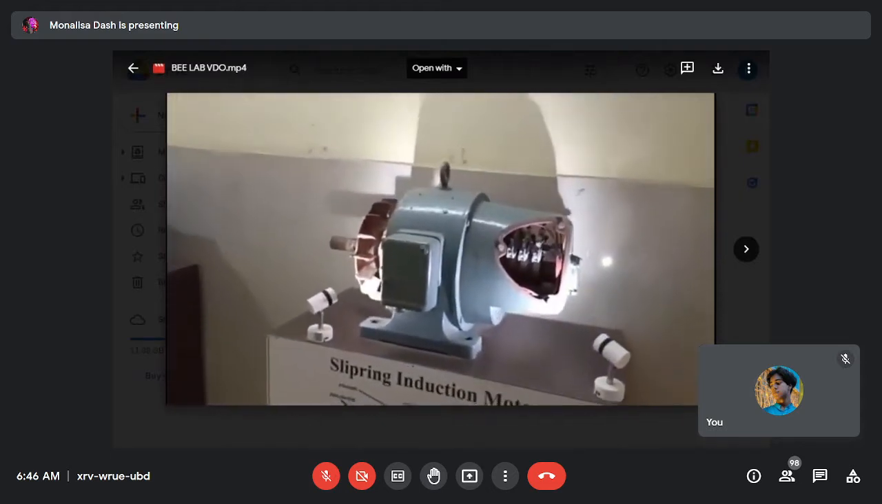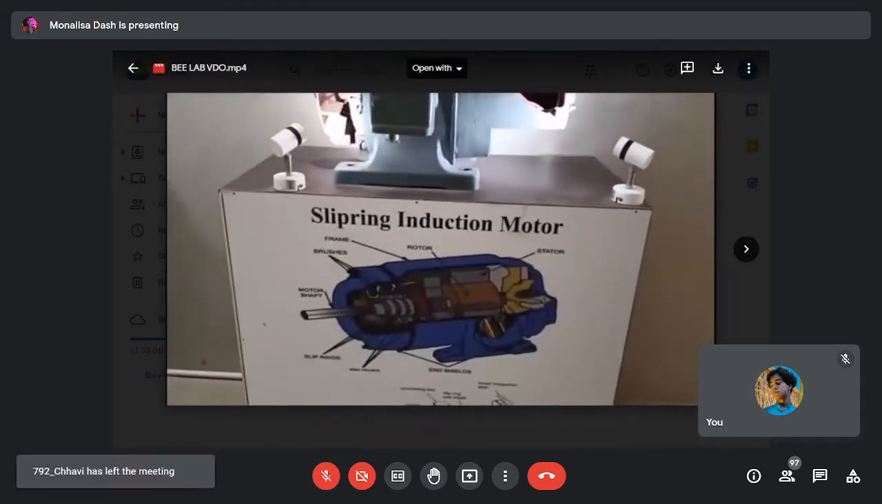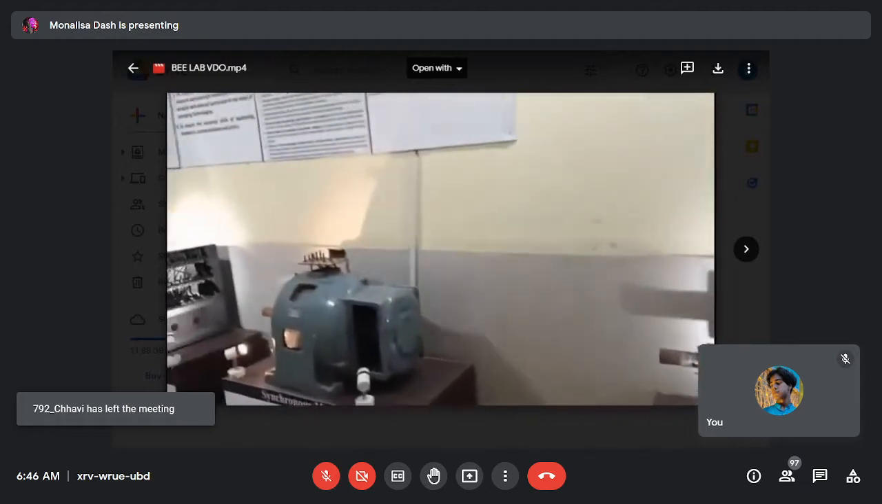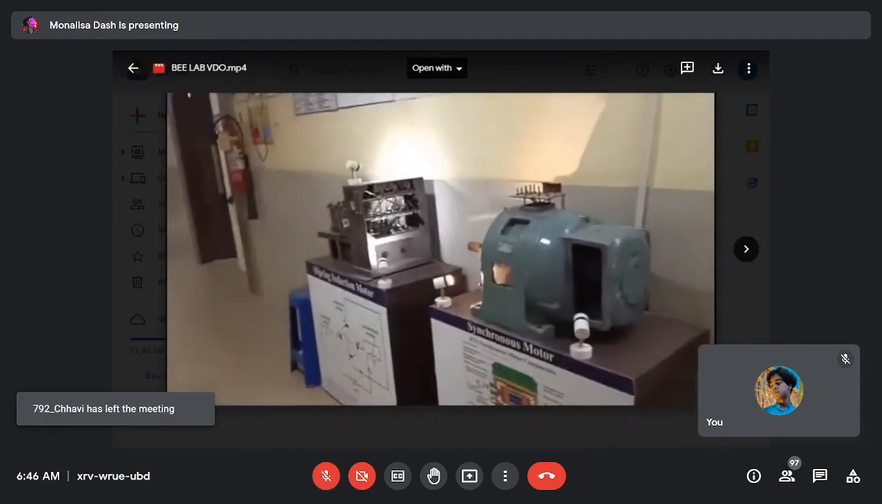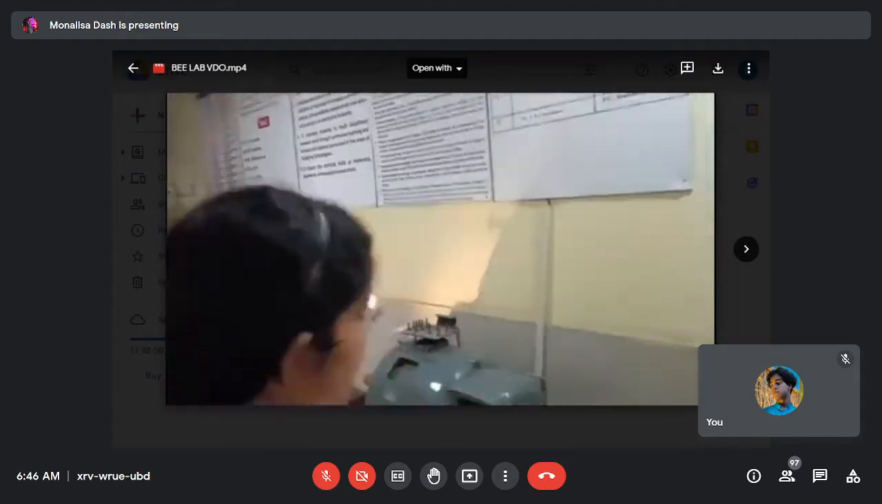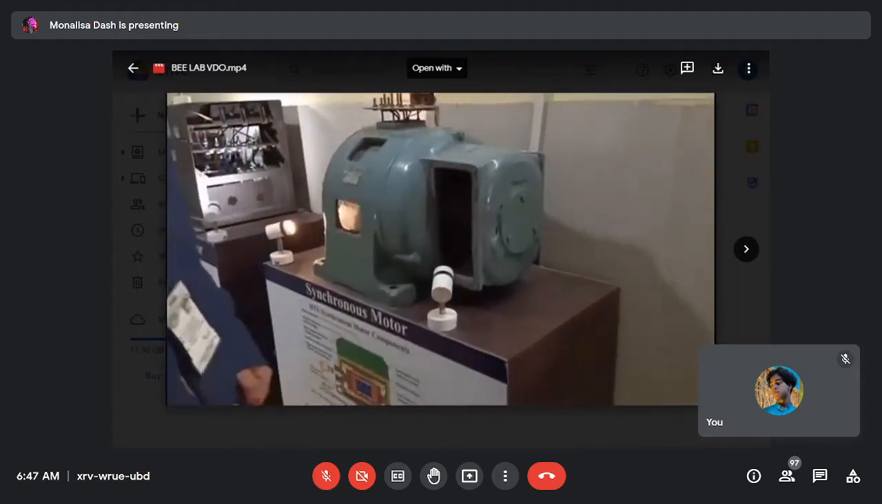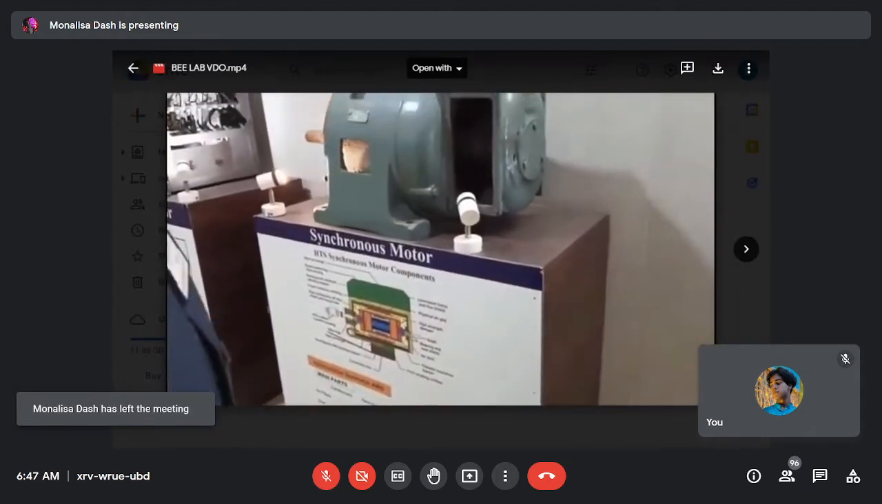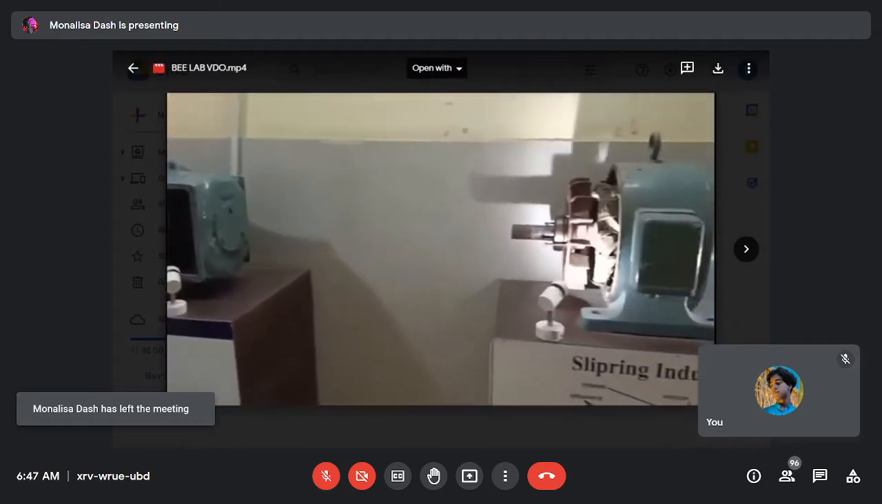We have kept some machines, that is slip ring induction motor, synchronous motor, again slip ring induction motor, for the benefit of the students, so they can see what are the different parts available in this type of machines. Basically, these are the AC machines.